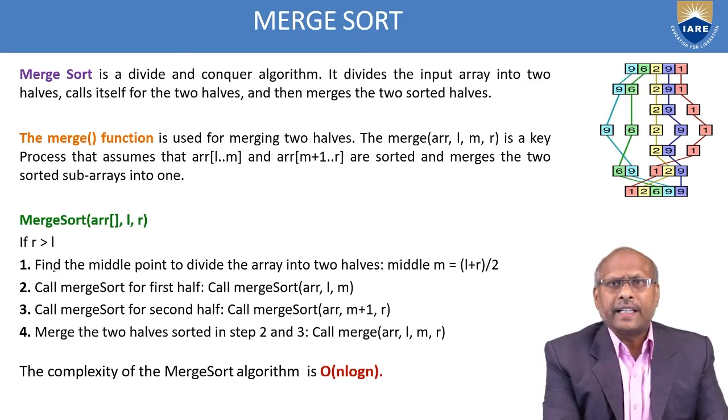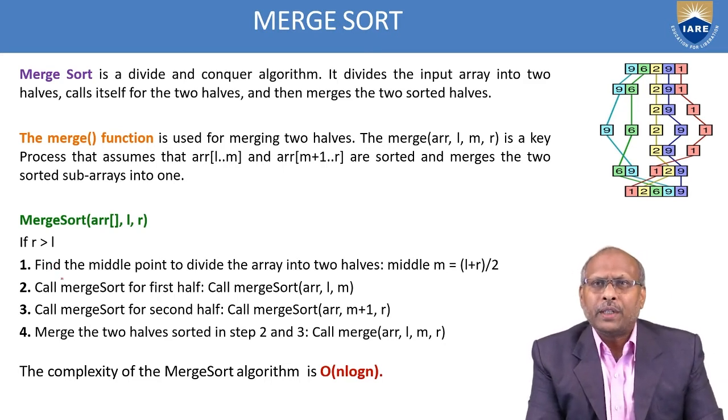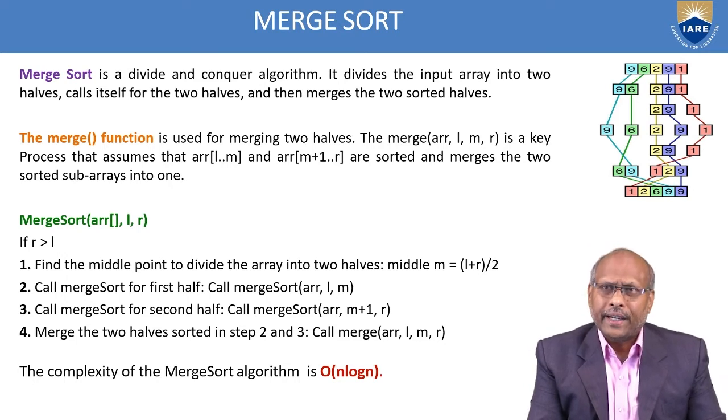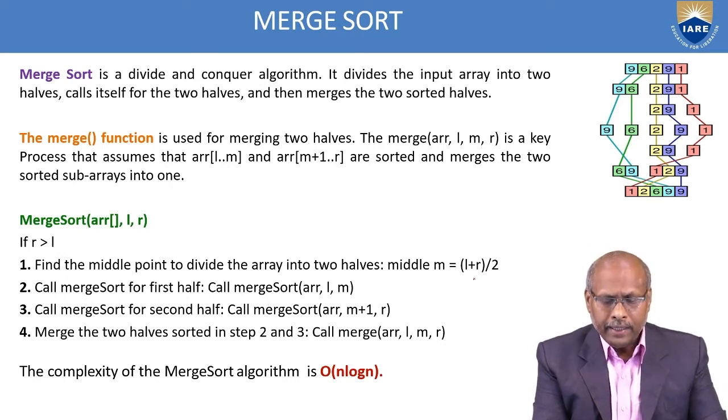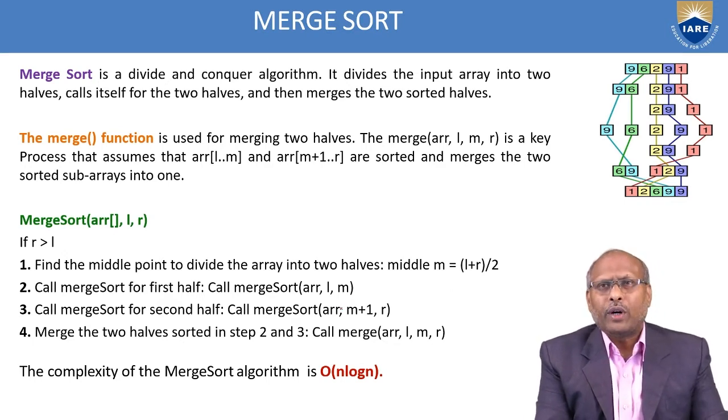If R is greater than L, then it will find the middle point of the array first. How will it find the middle point? By dividing the low index plus right index by 2. The low will always be the starting position, R will always be the ending position. Then it will call the method for the two halves. For the first half, L to M, because M is my middle. Then the second half, M plus 1 to R. After that, it will do merging: merge the complete array L, M, R.